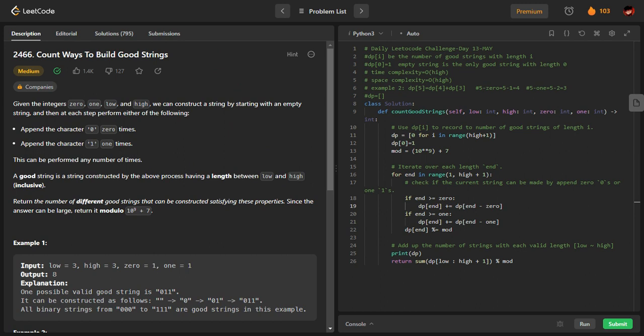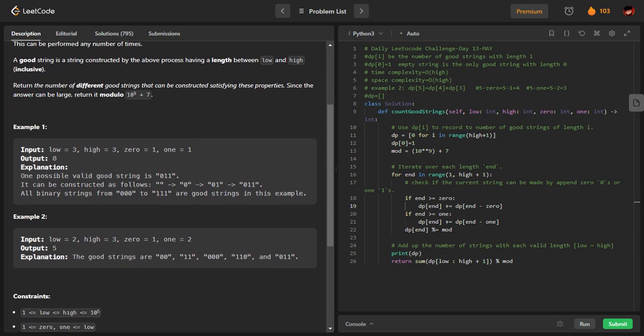But the only thing is, we should follow these rules. Zero should be added only this many number of times at a time, and similarly one can be added only this many number of times at a time. Let us see the first example.